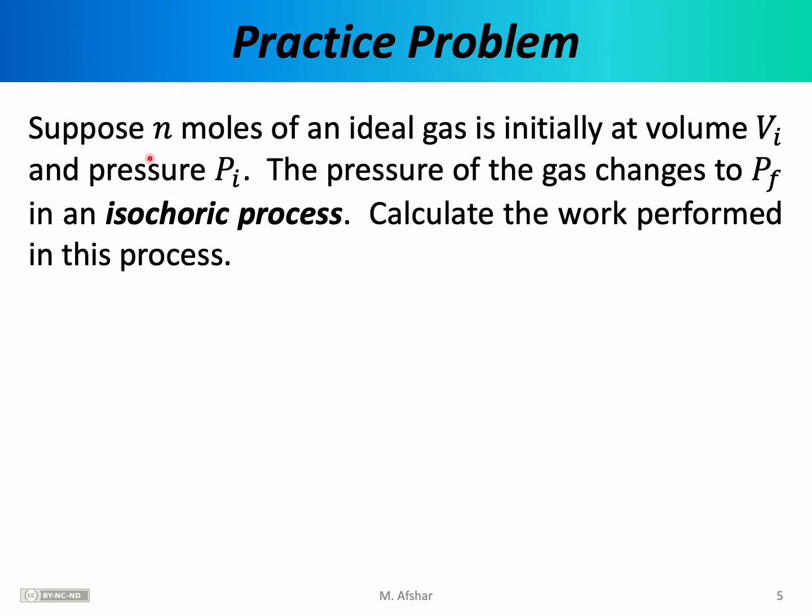To begin with, suppose n moles of an ideal gas is initially at volume V sub I and pressure P sub I. So I'm not giving you numerical values. I'd like to solve this problem in terms of variables. The pressure of the gas changes to P final in an isochoric process. So here I'm telling you that we're manipulating the gas in a way that its volume does not change. Calculate the work performed in this process.